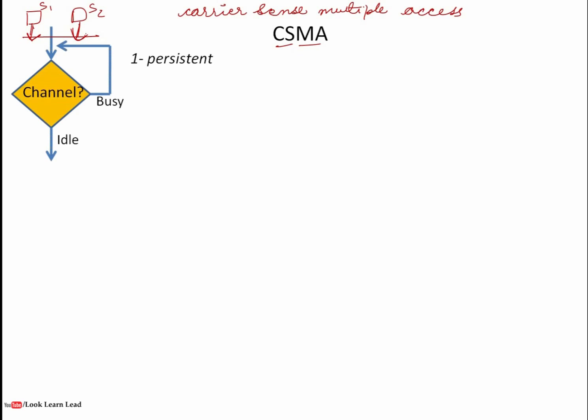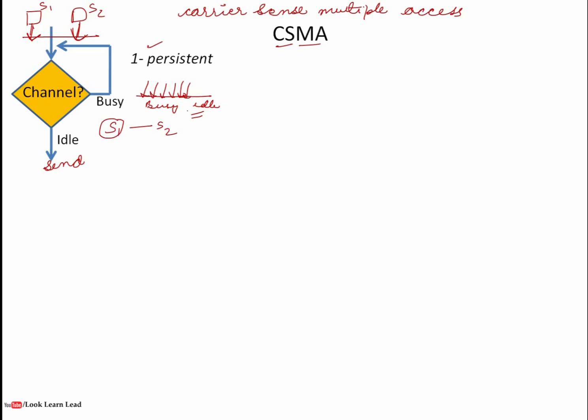Let's see its diagram. There are three types, the first is one persistent. One persistent means it would check the channel and send. If the channel is idle, it would surely send. If the channel is busy, it would keep on checking the channel. Suppose S1 wants to send something to S2. It would keep on checking the channel. If the channel is busy, it won't send. Whenever the channel is idle, it sends.